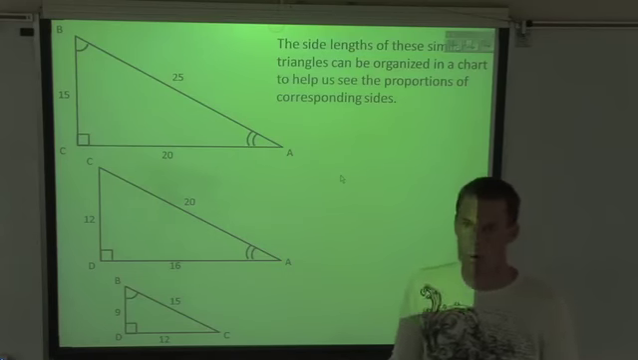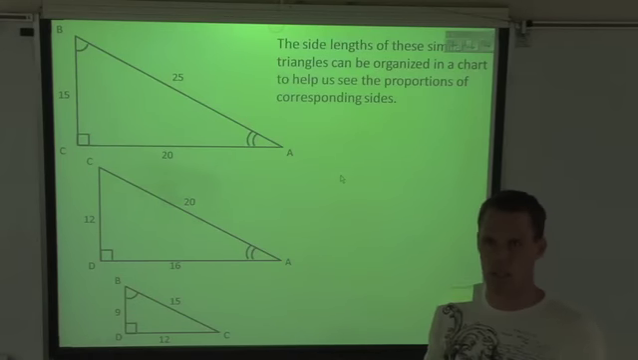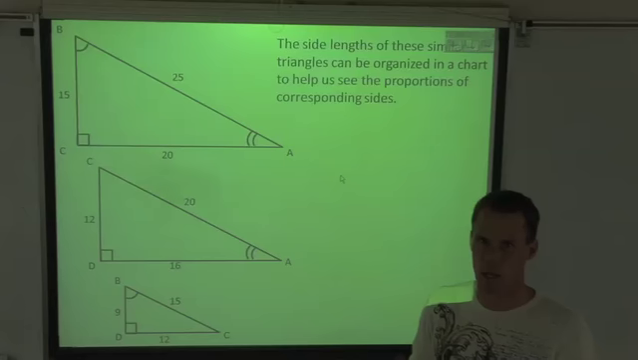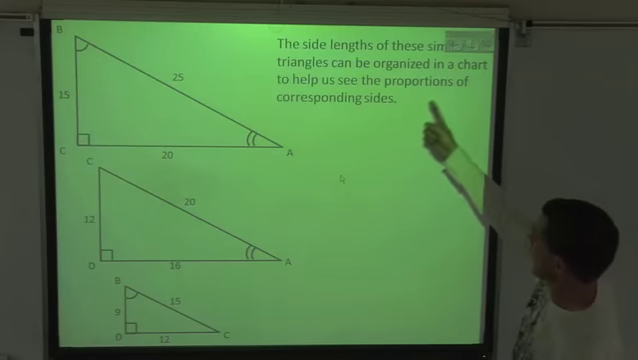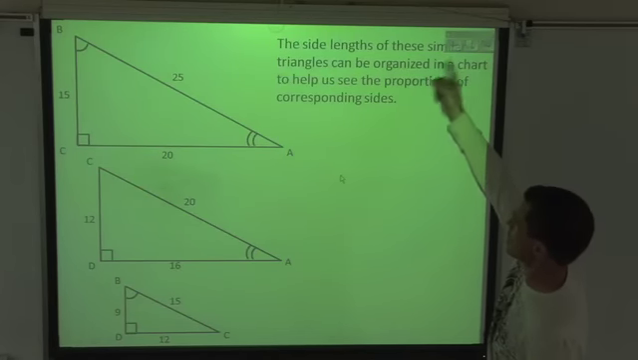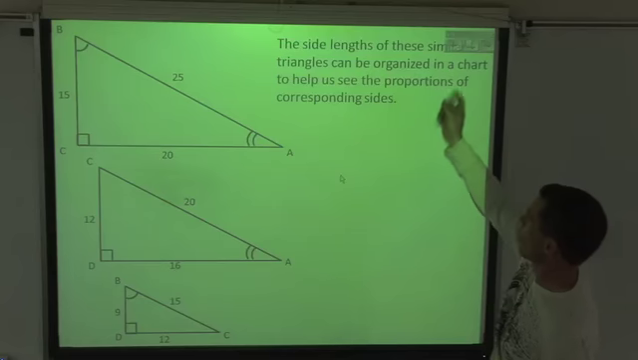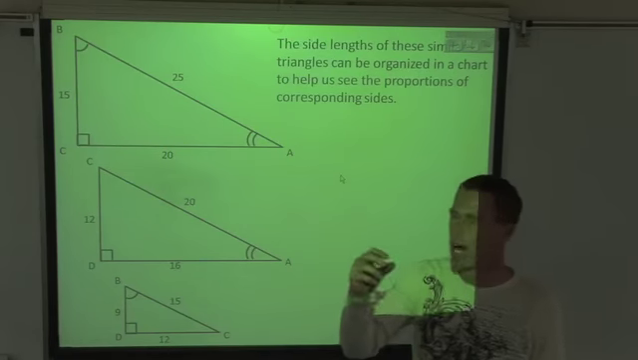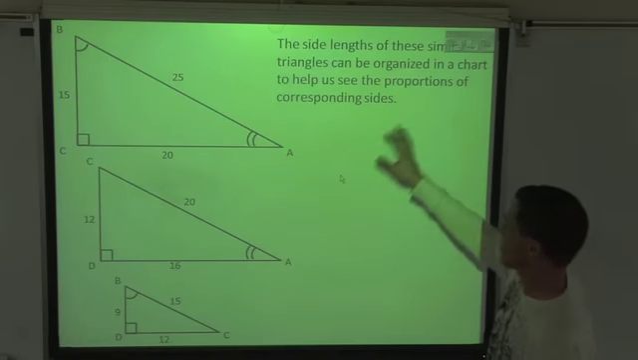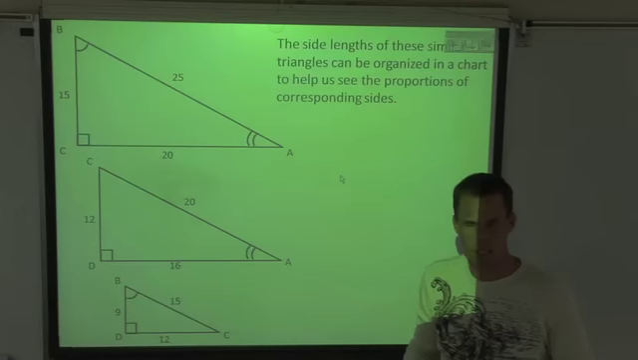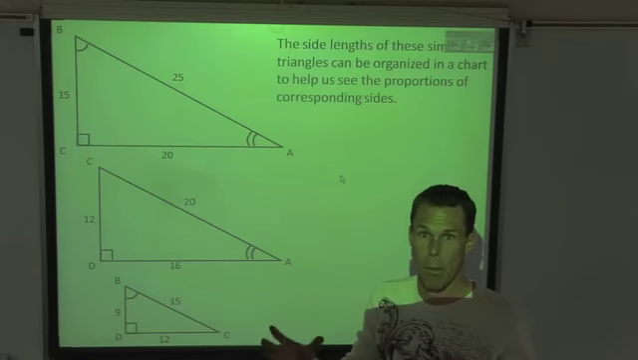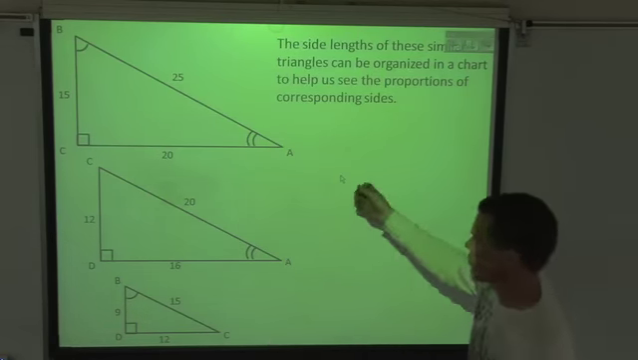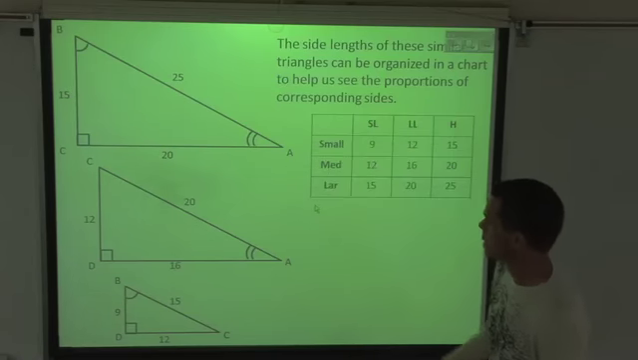Now, what we're going to do is organize our work. Sometimes the best way to solve things is to be organized. The side lengths of these similar triangles can be organized in a chart to help us see the proportions of corresponding sides. Because if all these triangles are similar, they're proportional. So we're going to organize a chart.